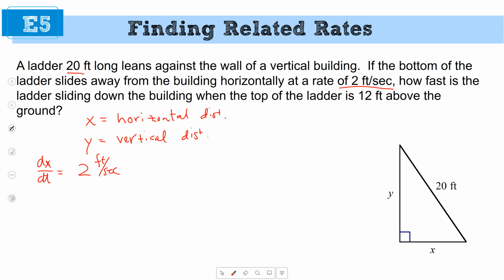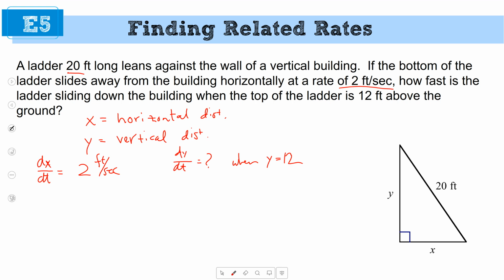What am I looking for? dy dt. dy dt equals question mark when y equals 12. Good. That's a 12. That's a 2, I mean.